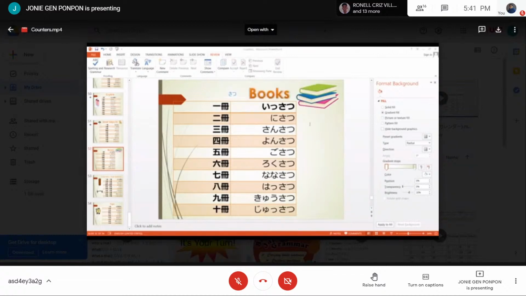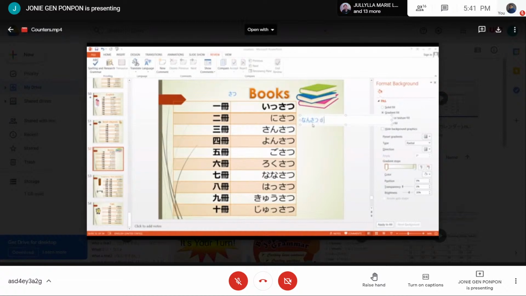So if you want to say one book, let's go first with a question. If you will ask how many books or how many dictionaries, how many magazines, you will say hon wa nansatsu desu ka, or dictionary is jisho, jisho wa nansatsu desu ka, magazine is zasshi, zasshi wa nansatsu desu ka. So in general it is nansatsu desu ka.